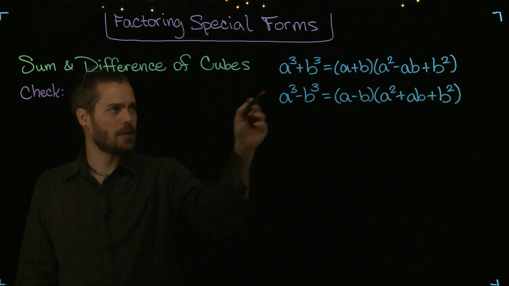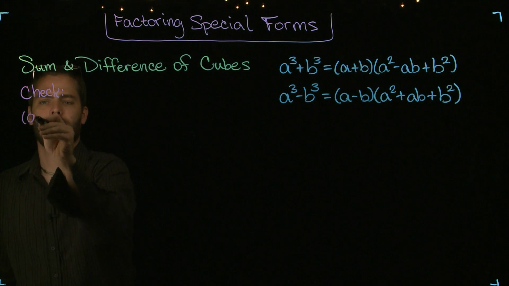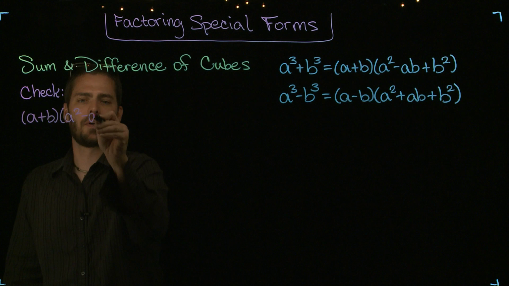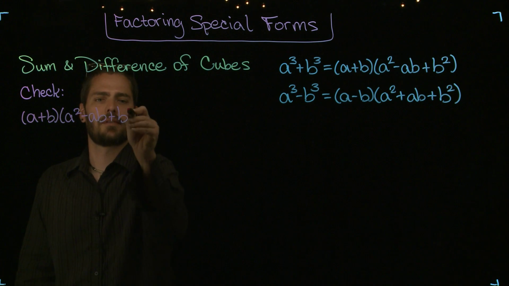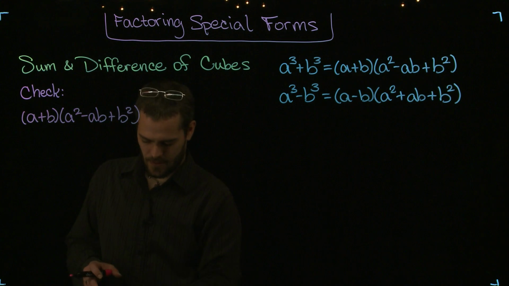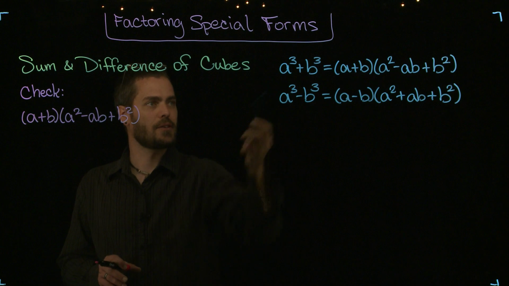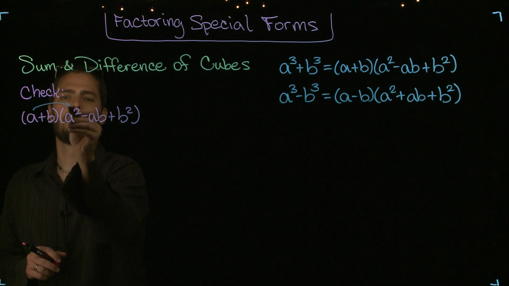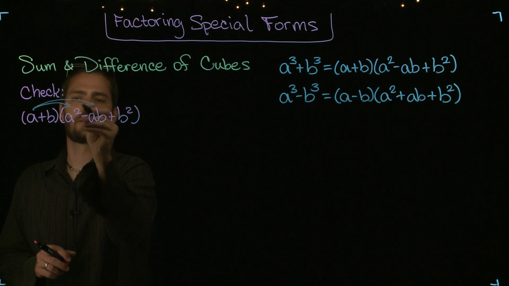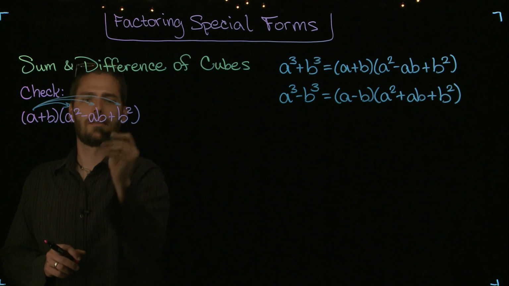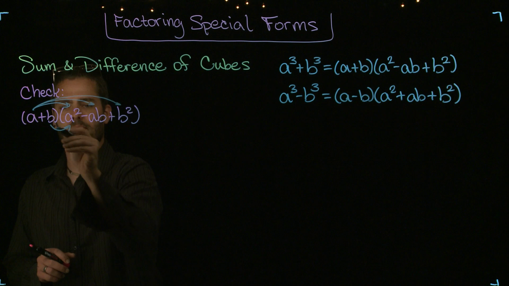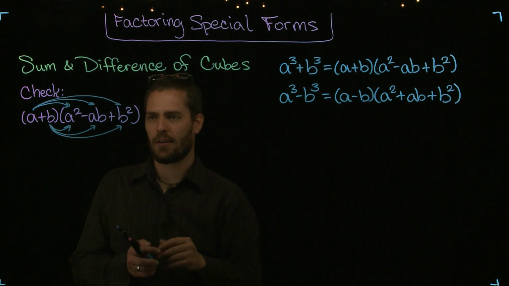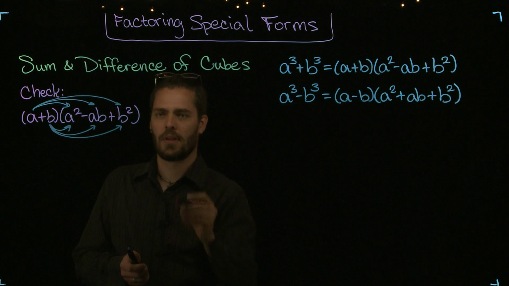What am I checking? I'm going to multiply a plus b times a squared minus ab plus b squared. So what I'm checking is that first formula, the sum of cubes. So here's the normal way to do that. a gets multiplied by all of those terms, and then b gets multiplied by all those terms. And we'll see how all of this turns out.